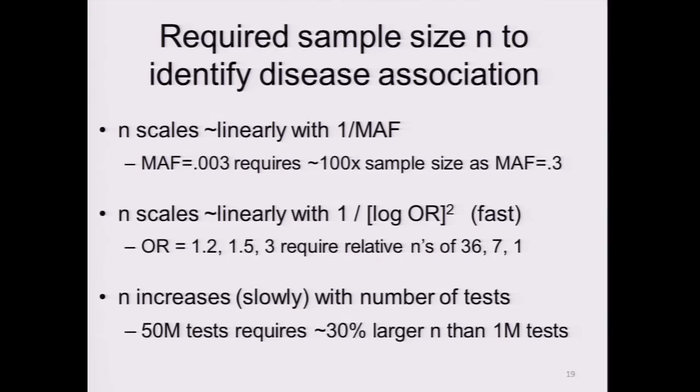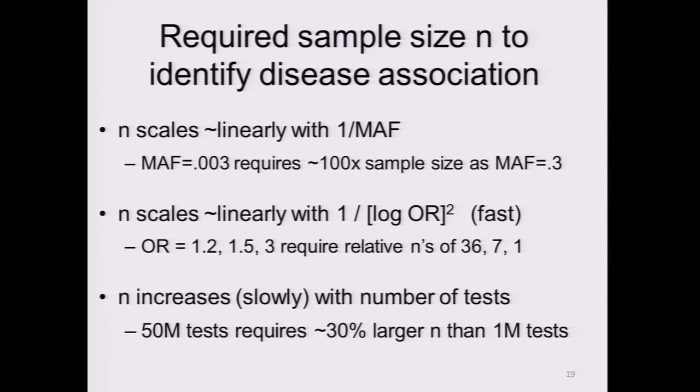It's worth thinking about what the implications of sample size are as we go to less common and rare variants. Because if you think about it, the sample size required to detect association at some specific level of power, if you keep everything else the same, increases with one over the minor allele frequency. So if we're going from something with a 30% allele frequency to 0.3% as the allele frequency, everything else being the same, that requires a 100 times larger sample.